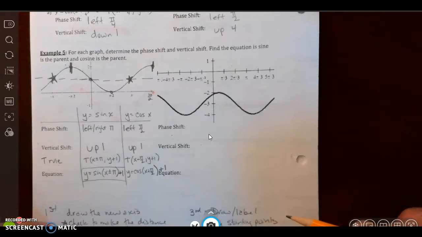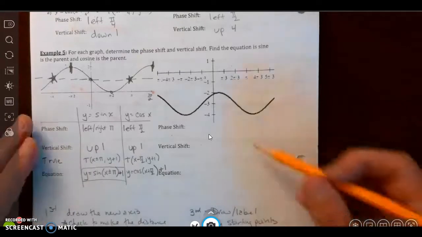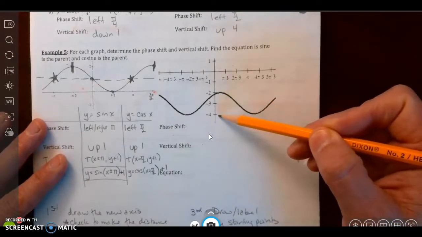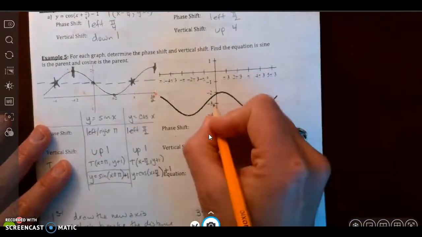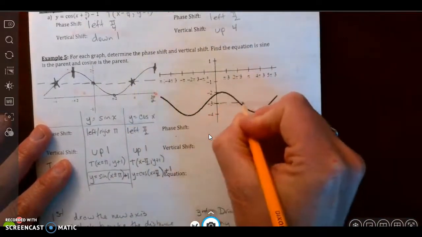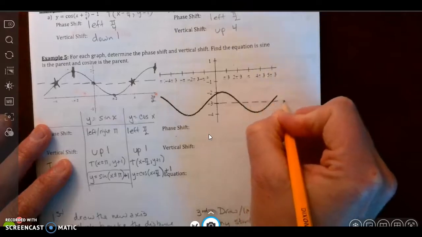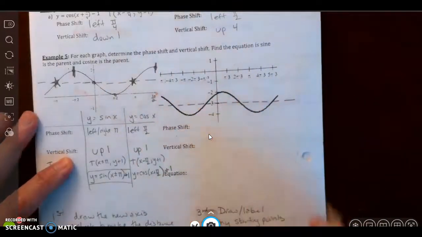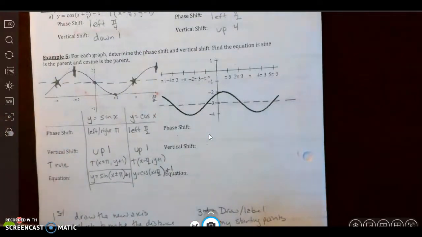Check to make sure that the distance above and below the axis is the same. As I can see here, it goes from -2 to -4, which means -3 would be right in the middle. So my new axis is at y equals -3. So that's my first step.